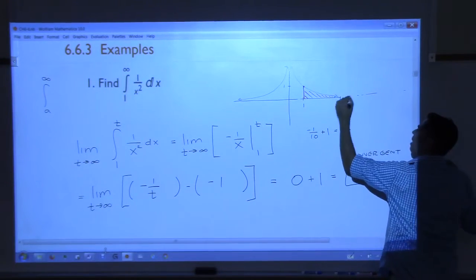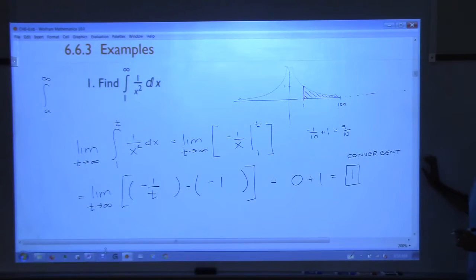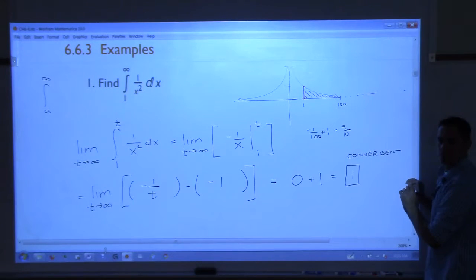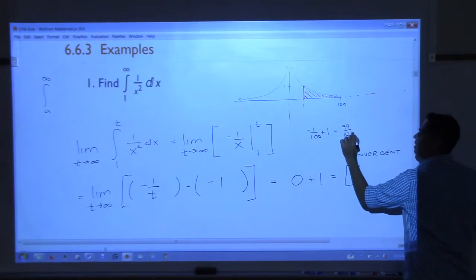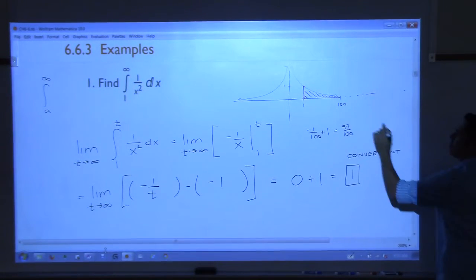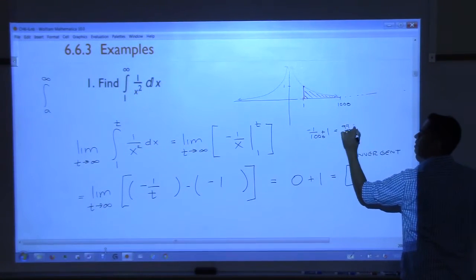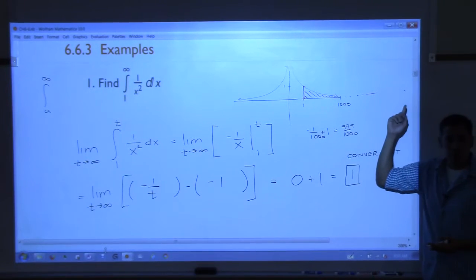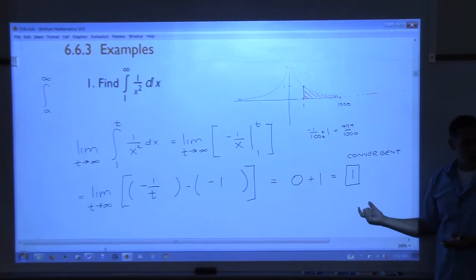Now, what if I would have stopped at 100? Let me make that 100 instead of 10. Then this would have been that. And then this would have been 99 over 100, which would be 0.99. Oh, yeah. Almost 1. Now, if I went to 1,000, this would be 1,000. This would be 999 over 1,000, which is 0.999. Right? Do you kind of get what's going on here? The further out I go, the closer I get to 1.